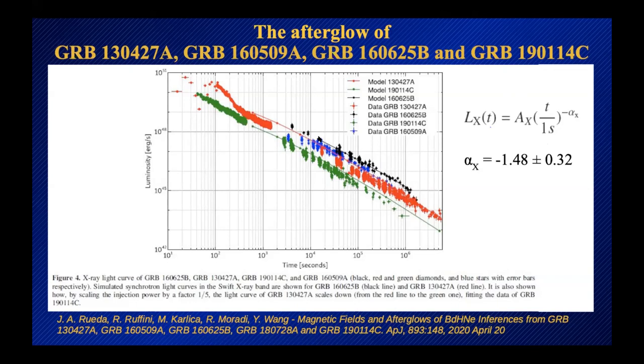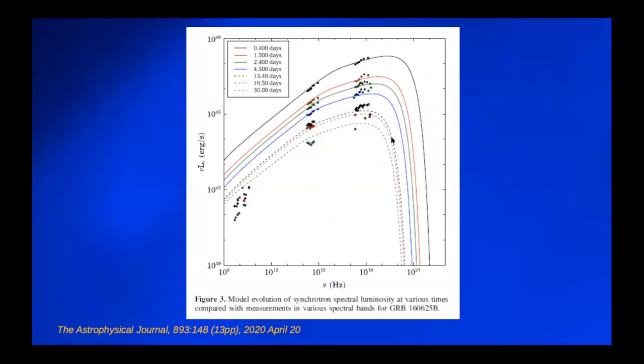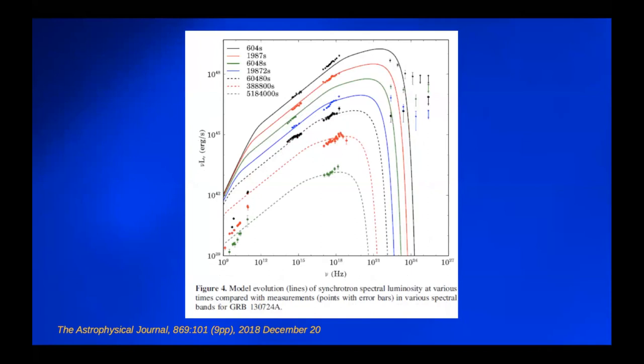And here you can see the afterglows of our fantastic four GRBs, which we selected in this talk. You see the slope, but what is very important is that we understood this radiation in all of them. This is the case of GRB 160625B, and the corresponding paper published in APJ, and this is the corresponding one of GRB 130427A. But the beauty is that we can follow the X-ray luminosity as a function of time, after 600 seconds from the GRB trigger, up to 1,100 seconds.